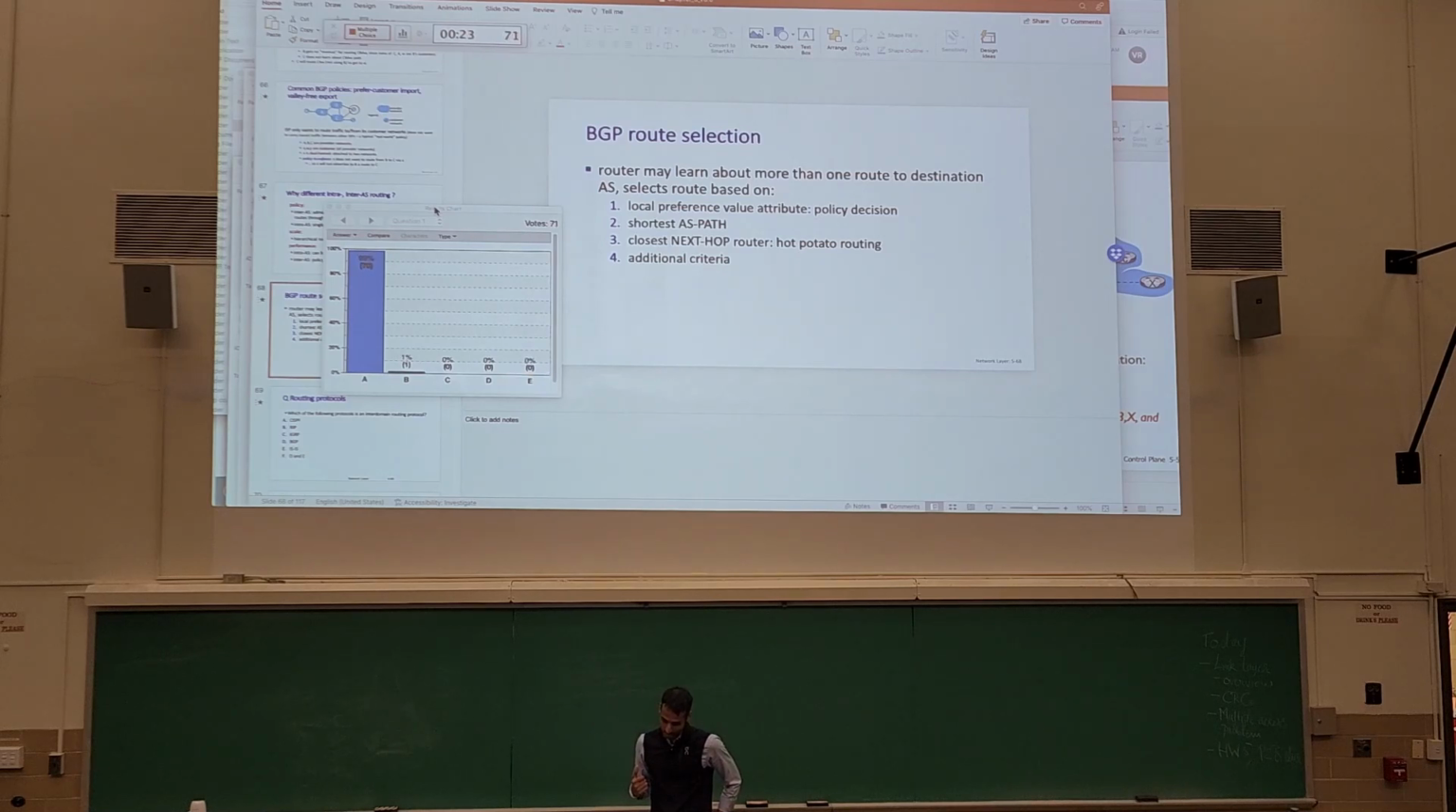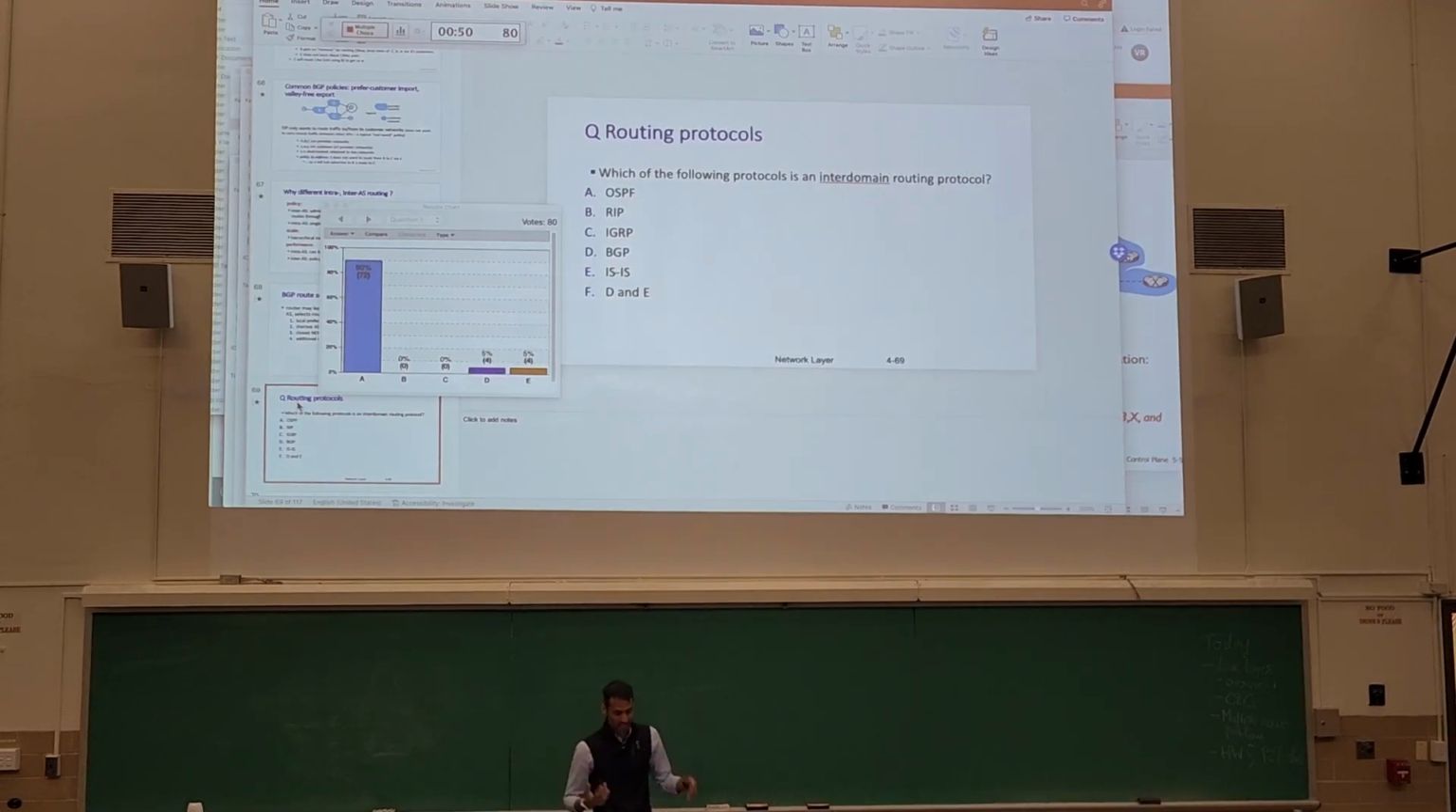Router may learn about more than one router destination. Sorry, this question doesn't even parse right for me. Oh yeah, that's not a question. Sorry, no wonder I'm getting confused. Alright, sorry. I forgot my coffee after lunch. That's why.